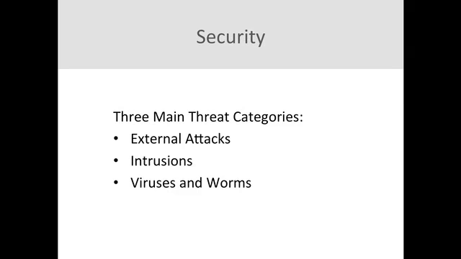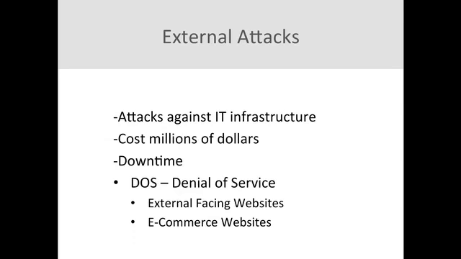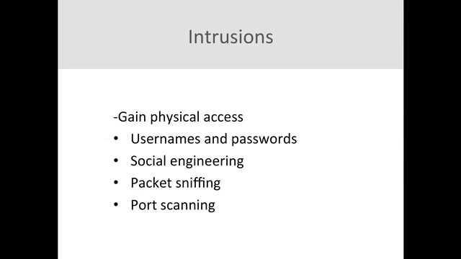Start out by security. These can be broken down into 3 main threat categories: external attacks, intrusions, viruses, and worms. External attacks, these are attacks against IT infrastructure that can cost millions of dollars in damage. They can result in downtime. The main example of this is a DOS or denial of service attack. These are typically against external facing websites and e-commerce websites.